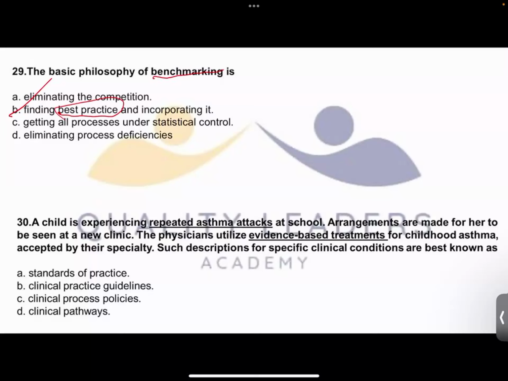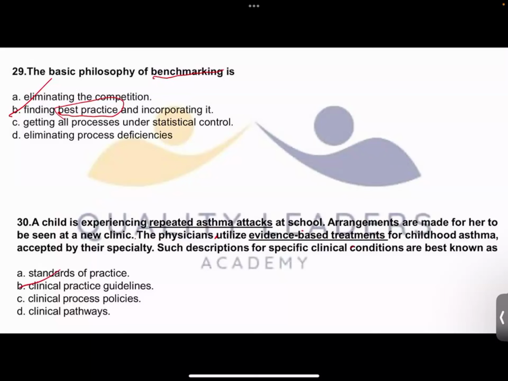Number 30, a child is experiencing repeated asthma attacks at school. Arrangements are made for her to be seen at the new clinic. The physicians utilize evidence-based treatments for childhood asthma accepted by their specialty. Such descriptions for specific clinical conditions are best known as: A, standards of practice, B, clinical practice guidelines, C, clinical process policies, D, clinical pathways. Clinical practice guidelines. Very good.